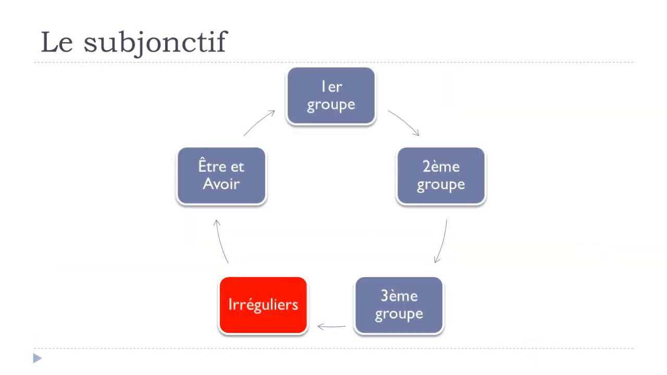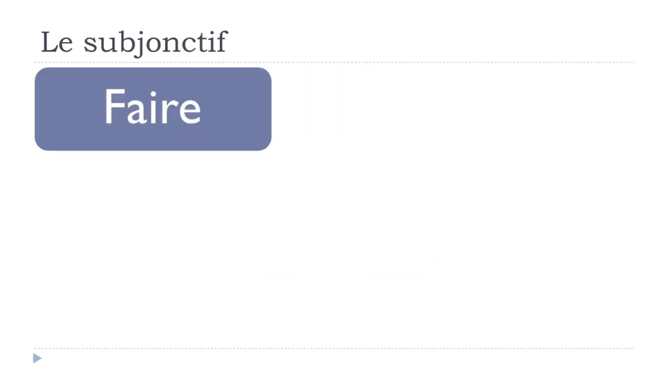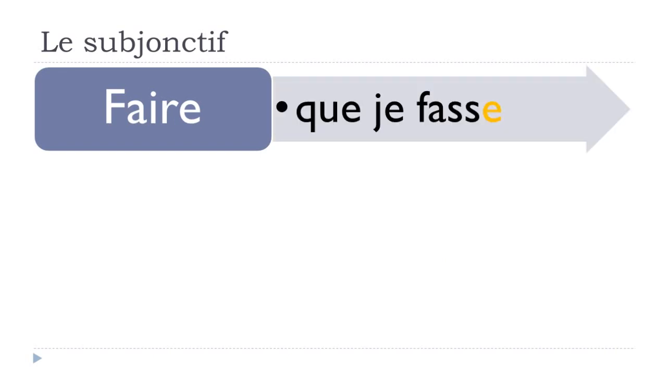Okay, but then of course we've got some irregular verbs because we're talking about the French language. So let's start now. The verb faire, to do, will become que je fasse. Here you've got the ending, and it means that this first part will stay the same. You just need to change the endings. Que tu fasses, qu'il fasse, etc.